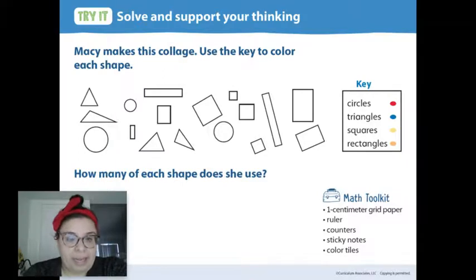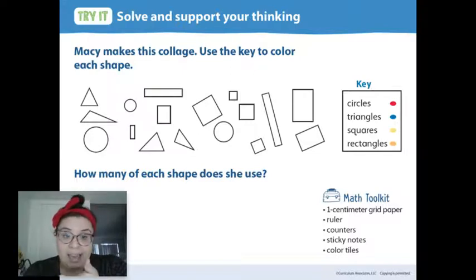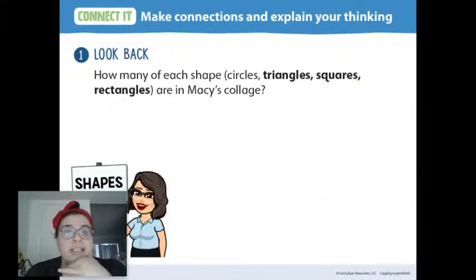All right, the next part. How many of each shape does she use? So this is kind of like a two-part problem. First, you're going to use the key to color the shapes. Then you're going to organize data. Hey, we learned about data last week. So how are you going to organize all of that information? How many of each shape does she use? Well, let's go to the next one.